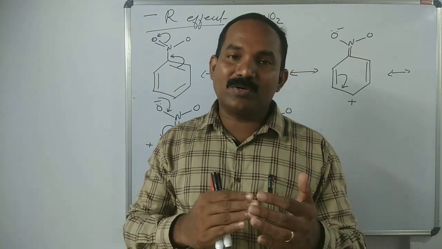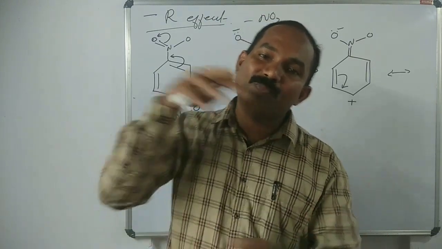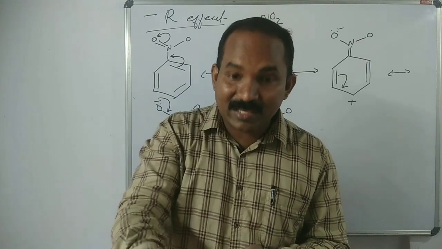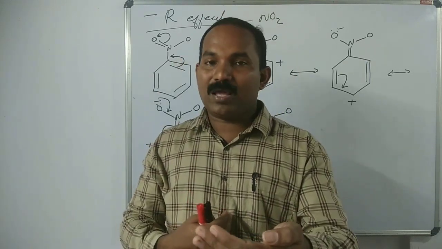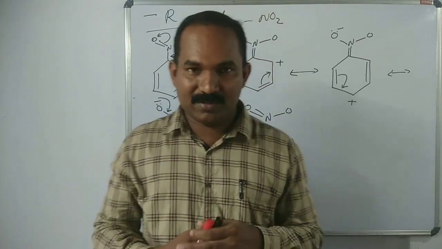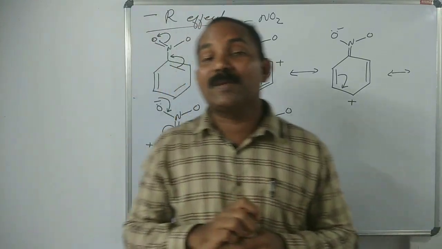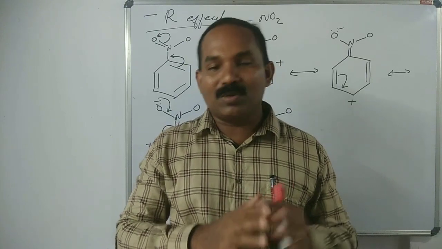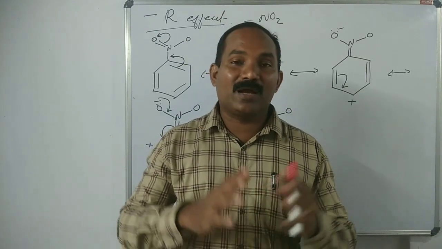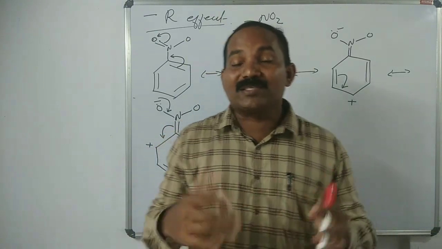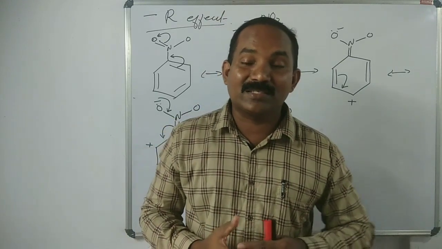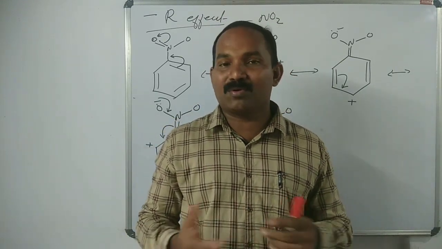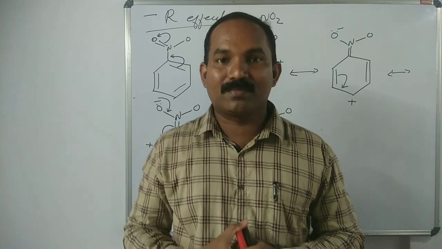In the first case, the electron is donated to the ring or into the pi system. In the second case, the electron is withdrawn. So that is the minus R effect. So there are two important effects, the inductive effect and the resonance effect. Go through it, and any doubt, you can ask me. In the next section we will discuss the electromeric effect and hyperconjugation effects. Thank you.